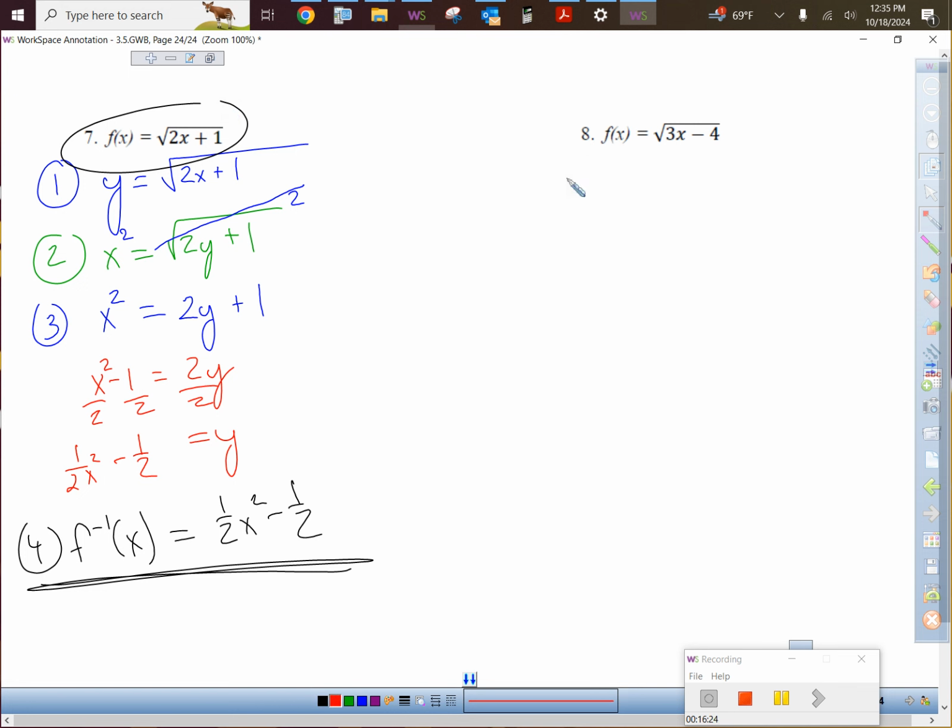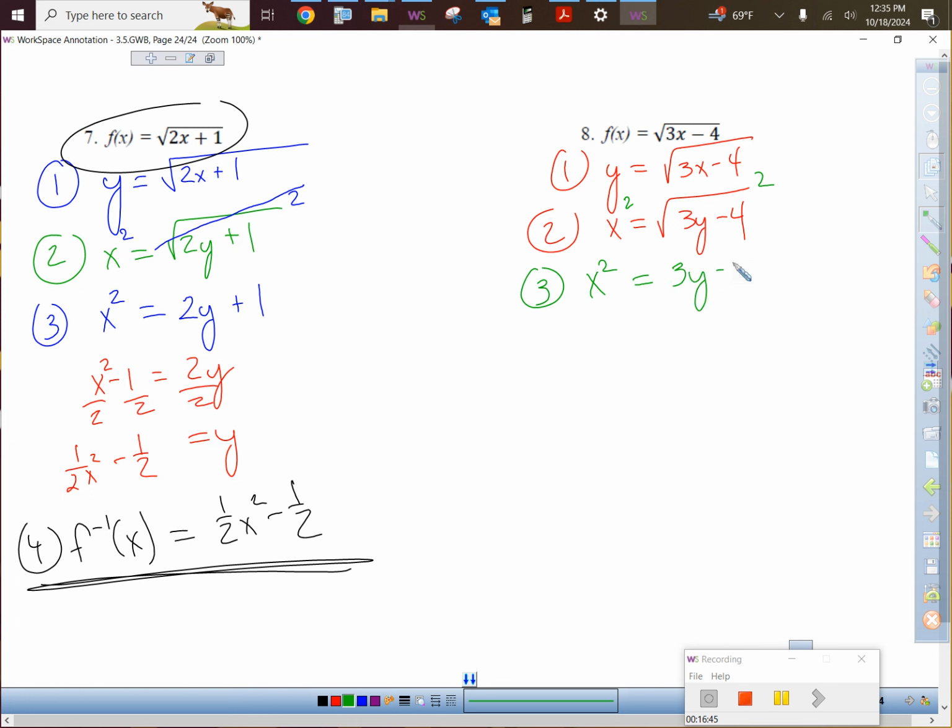So step 1, changing this to a y. Step 2, switching x and y around. Same old process. Got a square root? I will get rid of it by squaring both sides. So step 3 here is this.